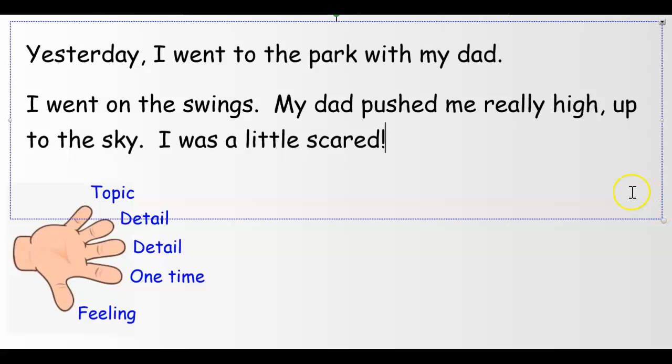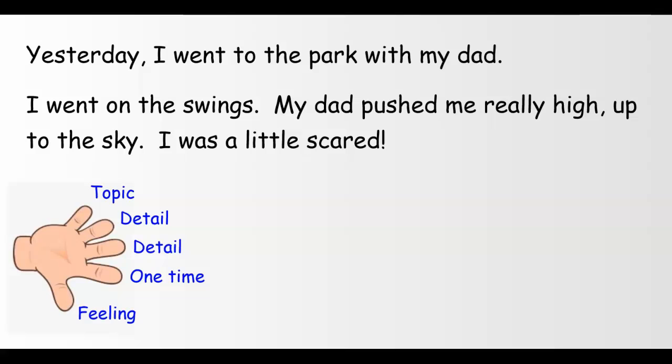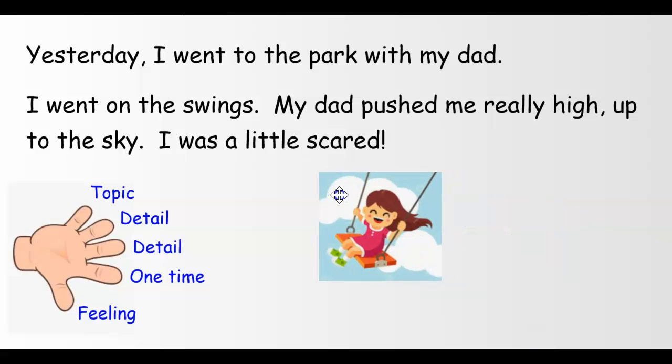So let's read my story again. Yesterday, I went to the park with my dad. I went on the swings. My dad pushed me really high up to the sky. I was a little scared. That's a much nicer story. And then I can add a picture to my story. Let's see if I can put my picture in here. Oh, there we go. I can add a picture to my story.